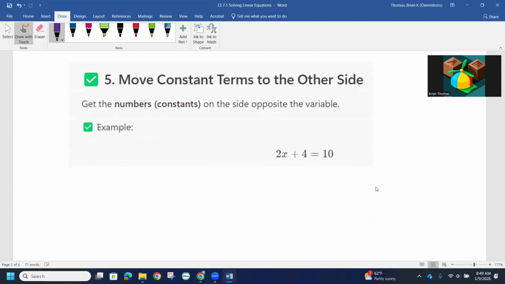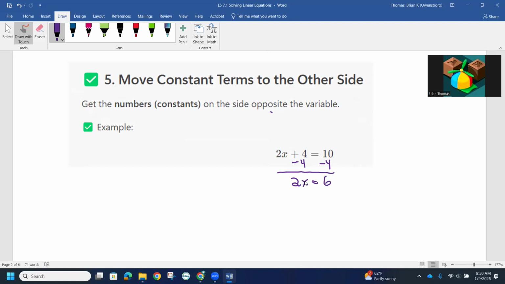The other thing we want to do is move the constant terms to their side of the equation. So the numbers or constants we want to move to their side. Really what we want to do is move it to the opposite side of the variable. So notice how we have 2x plus 4 is equal to 10. I want to get the numbers away from the variable side. So I want to pick on this 4 because I want to move it away from the variable. Again, we want to be on the opposite side of the variable. So to get rid of this positive 4, we can subtract a 4 here as long as we subtract a 4 here. And this gives us then this 2x is equal to 6.